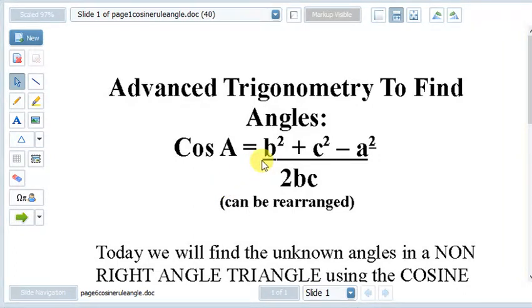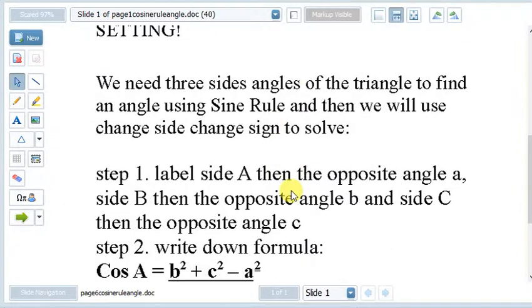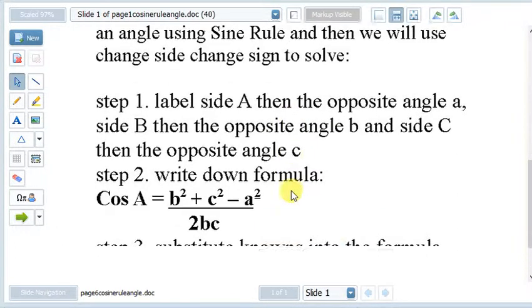Hello and welcome to our session today on advanced trigonometry. Today we're going to use the cosine rule when you know three lengths to work out an angle. We use the cosine rule in non-right angle triangles, and remember to have your calculator on degrees setting, not radians. We need three sides of the triangle to find an angle using the cosine rule.